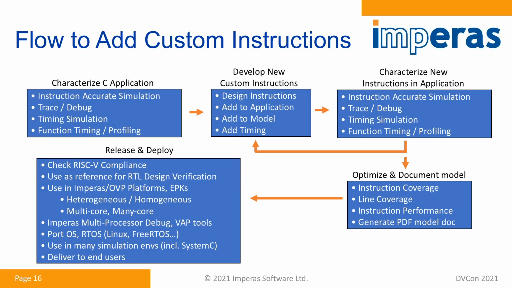As far as adding custom instructions, I mentioned that that was an easy and well-defined process. The first thing to do is to characterize the C application, because most of the time you are adding instructions to optimize a specific application. So first, characterize the application, develop the new custom instructions, add to the application, add to the model, add timing information, and then rerun the characterization and iterate on that. And when you're happy with that, you can optimize and document the model and then release and deploy.